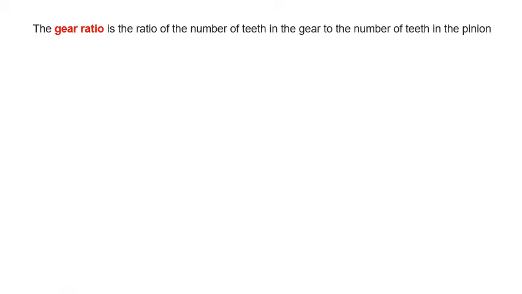Next, gear ratio. Gear ratio is the ratio of the number of teeth in the gear to the number of teeth in the pinion. Mathematically it can be written as G = T/t, where G is the gear ratio, capital T represents the number of teeth on the gear, and small t represents the number of teeth on the pinion.